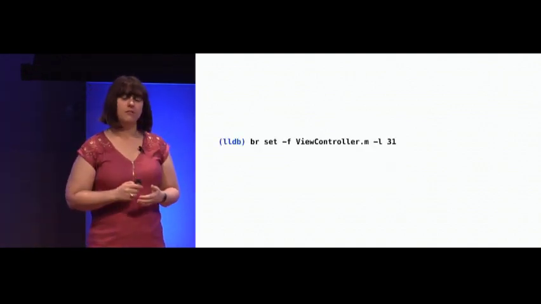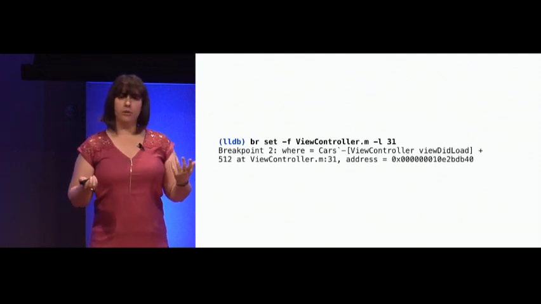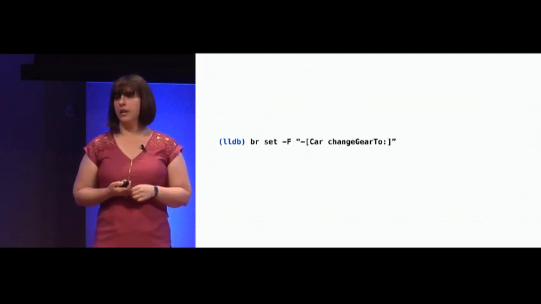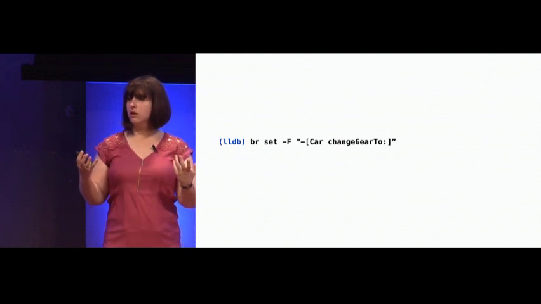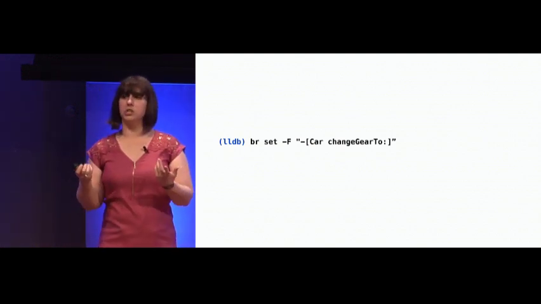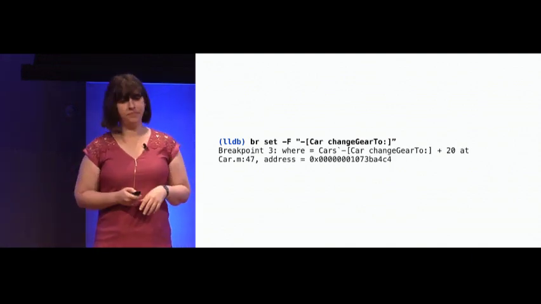But first, you want to set a breakpoint. You can pass in a file and a line number, and it will set a breakpoint for you. You can also set what Xcode calls a symbolic breakpoint. So you can set a breakpoint on a function or a method call. So in this case, I'm setting it on the car change gear to method in Objective-C. And then it just sets it.